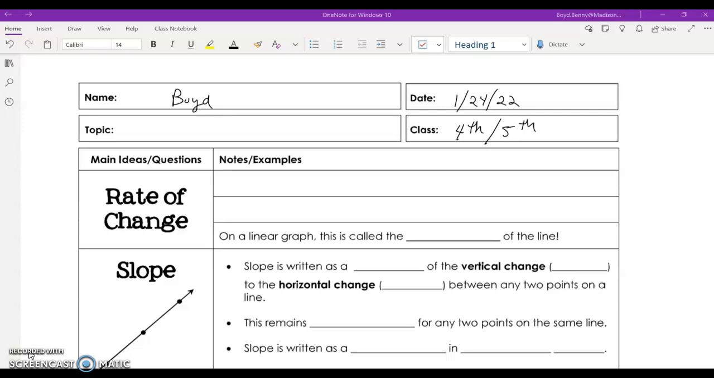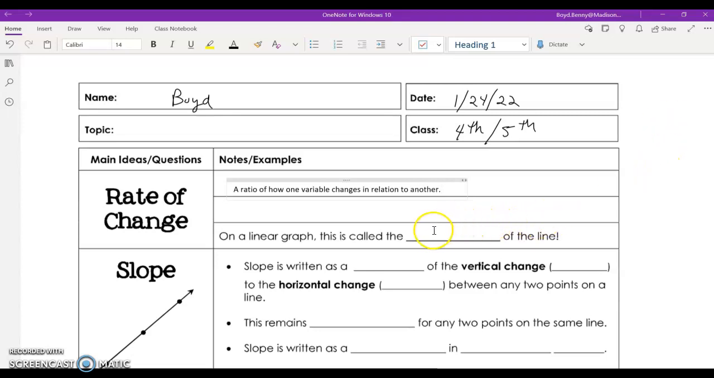Today's lesson is going to be on rate of change and slope. So in today's lesson, we want to tackle what is rate of change and how do we find rate of change. So to begin with, let's define some terms here. So a rate of change is a ratio of how one variable changes in relation to another.